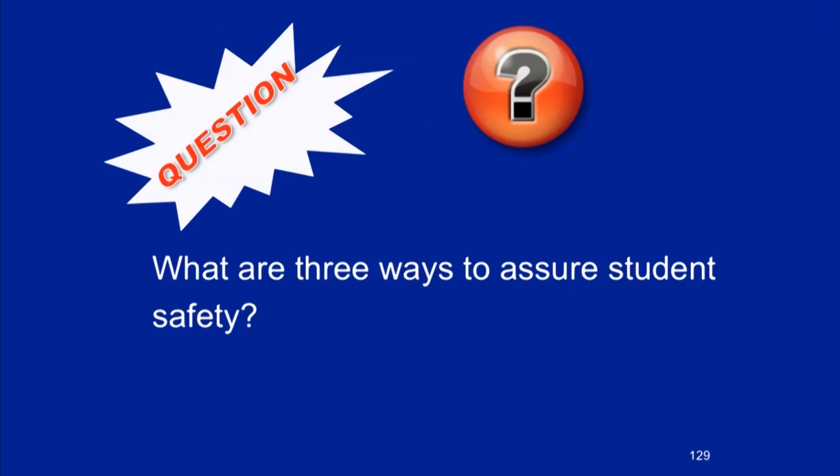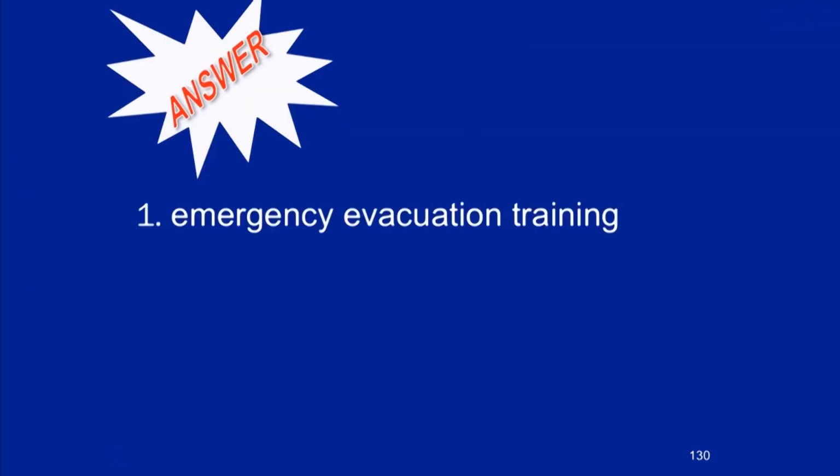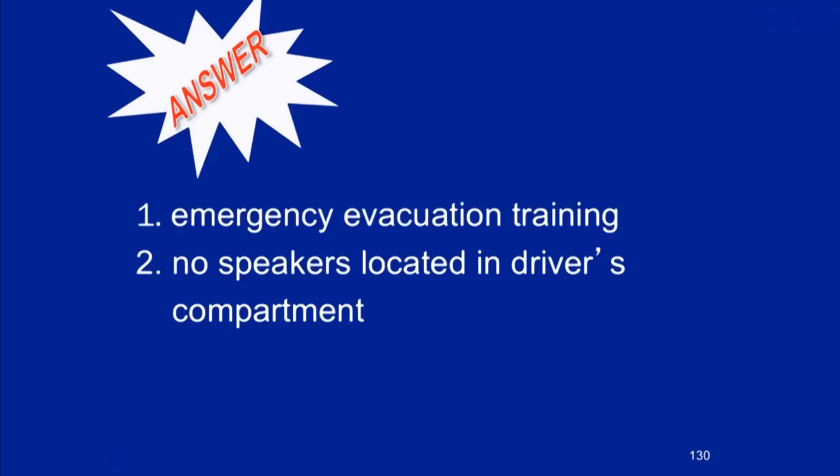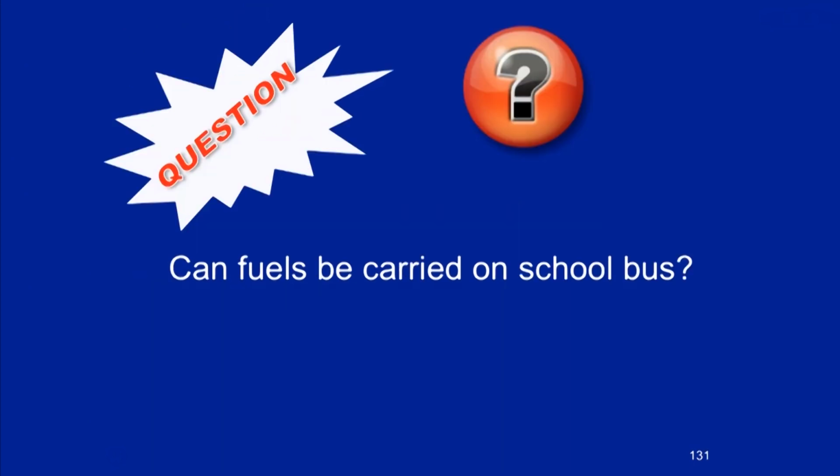Okay, some study questions here. What are the 3 ways to assure student safety? Emergency evacuation training, no speakers located in the driver's compartment, and load limits.